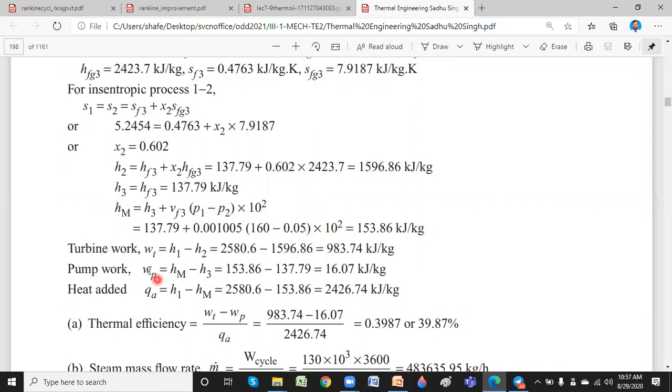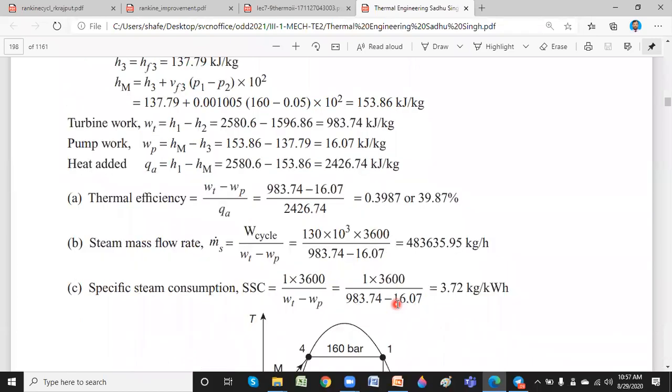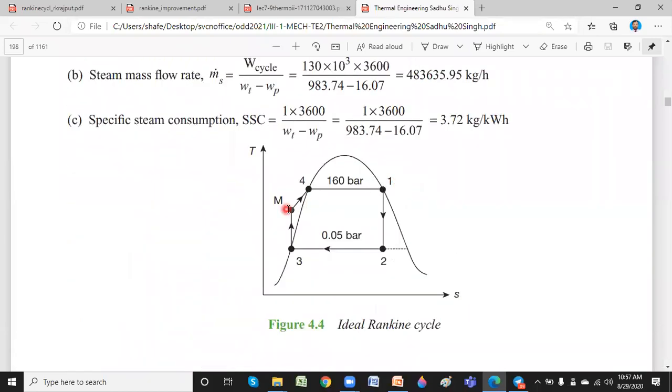So from now I find the turbine work, which is H1 minus H2, the pump work, HM minus H3, and the heat added. What is the heat added? It is H1 minus HM. Just see the diagram. From M to 1 you have heat supplied.